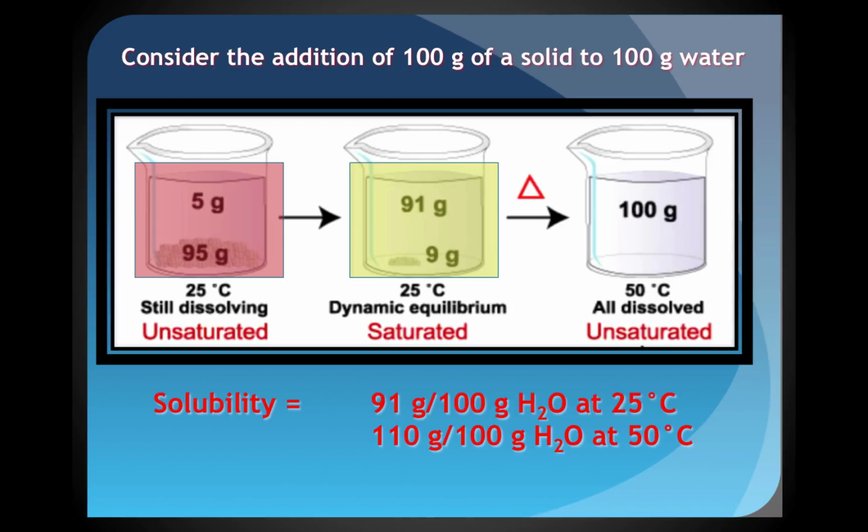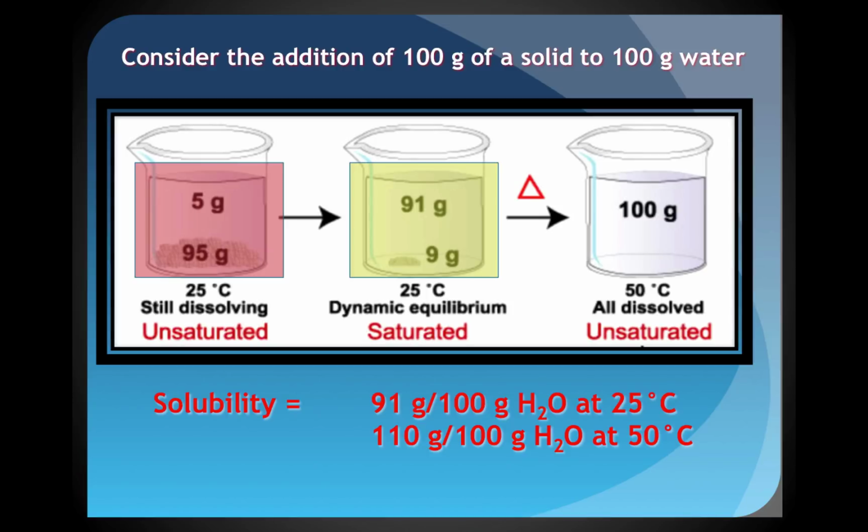Beaker 2 represents a saturated solution. At this point, 91 grams of the solid has dissolved. Remember, the solubility is 91 grams. All 91 grams have been dissolved at this point. Now, since we added 100 grams of the solid, 9 grams remains undissolved at the bottom of the beaker.